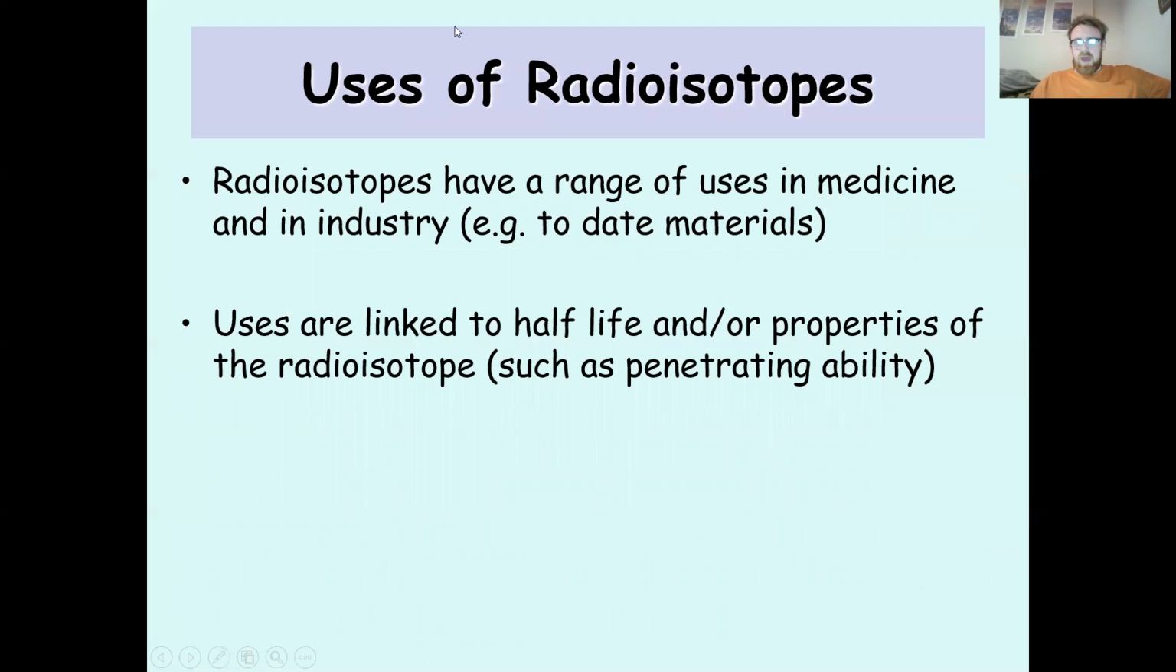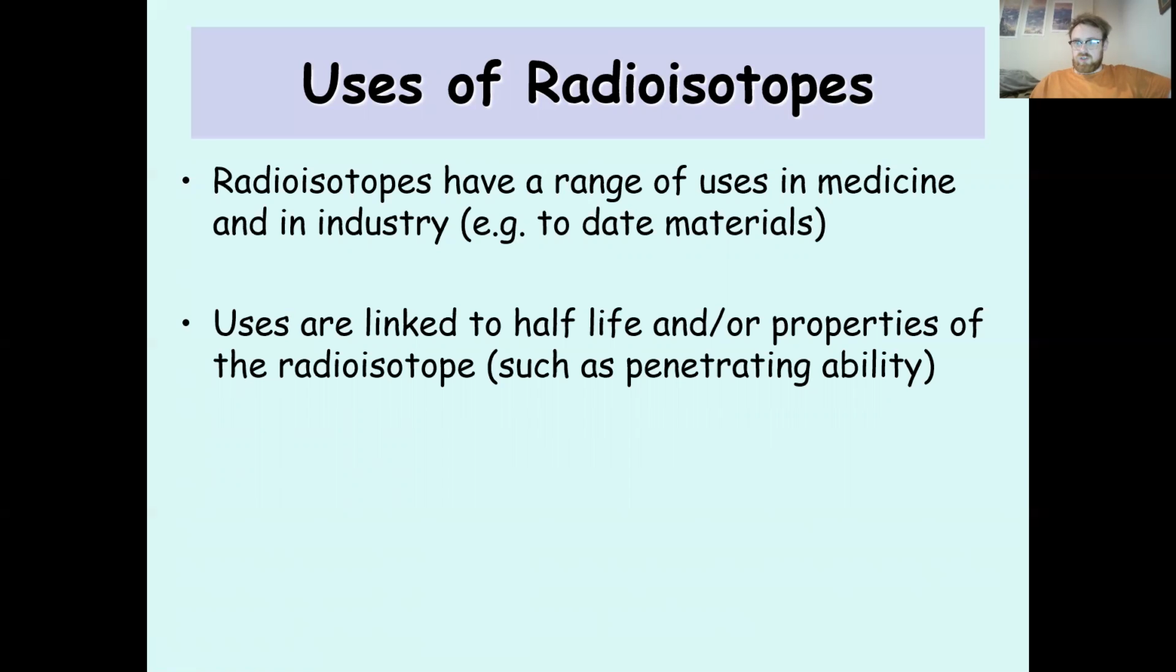Uses of isotopes. Radioisotopes have a range of uses in medicine and industry, and the uses are linked to the half-life and/or properties of the radioisotope. So sometimes you'll get a question asking you to comment on the suitability of a radioisotope. Normally, it would be something like, the half-life of this substance is 7 hours. Why would this not be a good radioisotope to use in a smoke detector? Well, because the half-life is only 7 hours, you would have to replace that smoke detector every 7 hours rather than every 30 years or so. It could be that this radioisotope gives out beta particles.